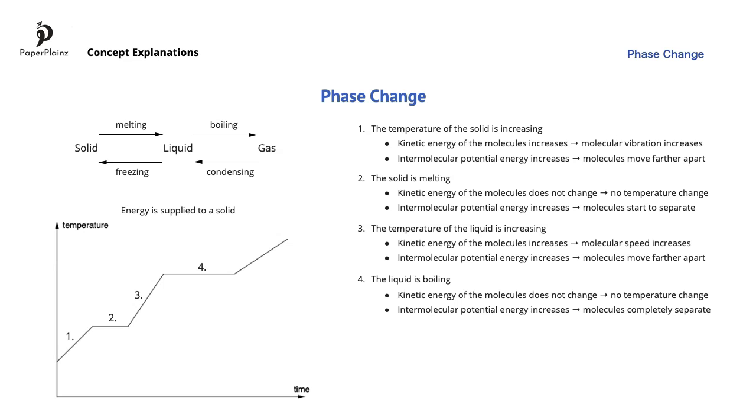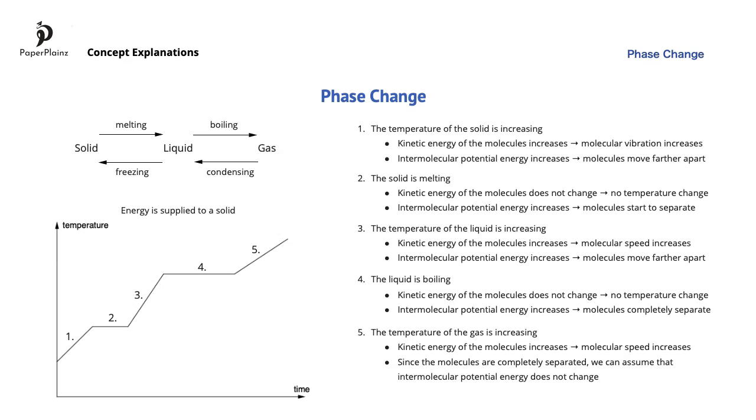Once all the liquid has vaporized and the substance is in a gas state, we enter section 5. Here, the temperature of the gas is increasing. Kinetic energy, hence the speed of the molecules, increases, and since the molecules are completely separated, we can assume that here intermolecular potential energy does not change. Again, we'll talk more about this when we get to ideal gases.